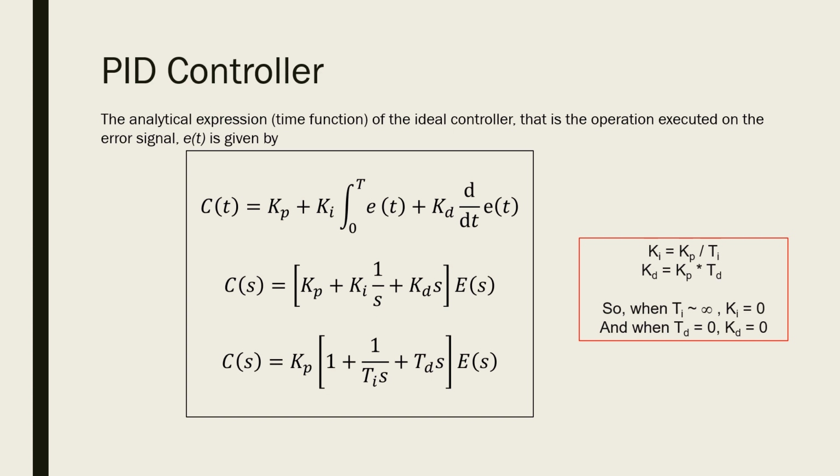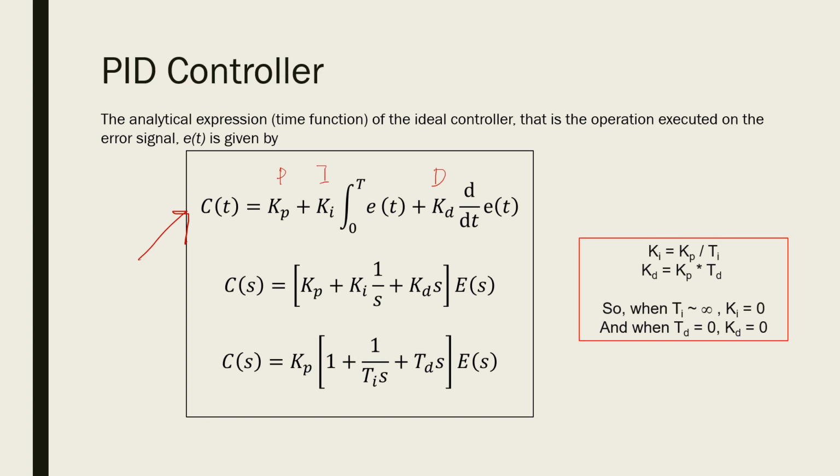And the analytical expression, the equation for the PID controller, is this one. So this one is the main equation. You have the control signal equals Kp, which is the constant for the P part of the controller, and then plus Ki times the integral of the error, and plus Kd, which is the differential part of the controller.